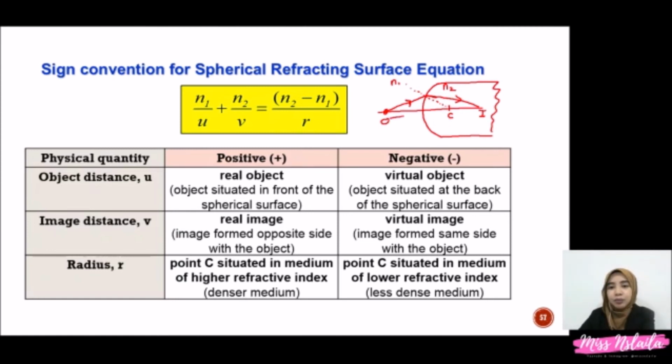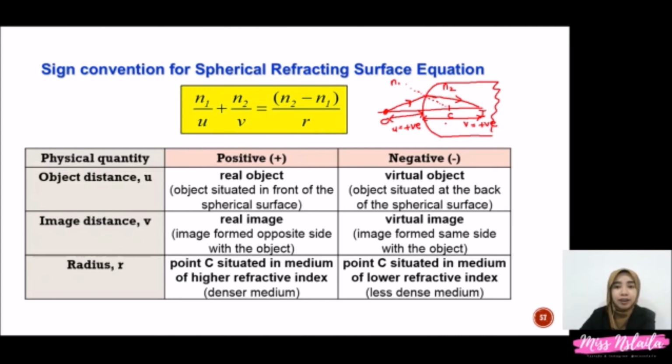First, this is U. U is situated in front of the spherical surface, so U is positive. And this is the position of the image, so V will be here. Since the image is on the opposite side from the object, this is a real image, so V will be positive. Don't confuse this with the mirror. For these cases, if the image forms on the opposite side from the object, it is a real image and the sign is positive.